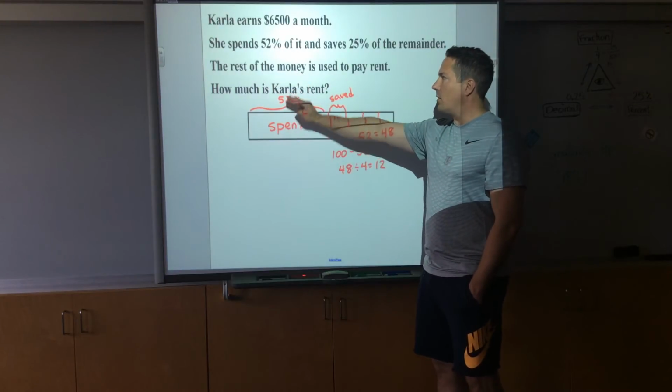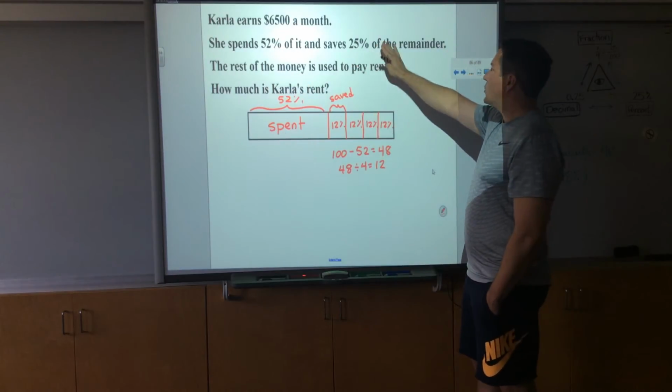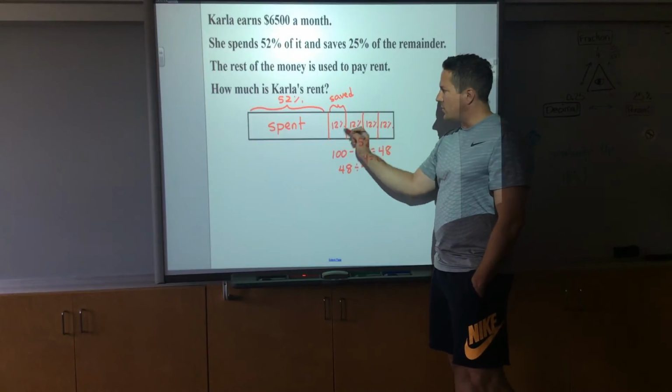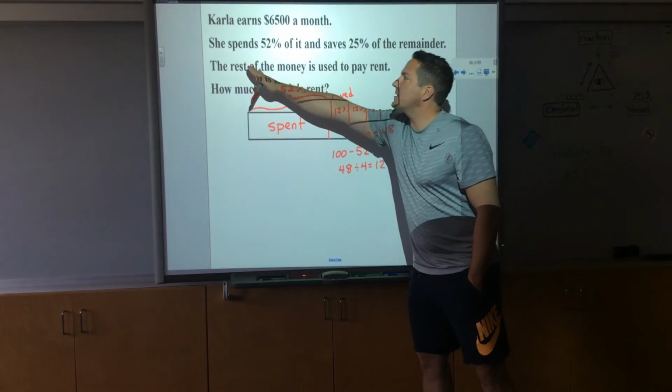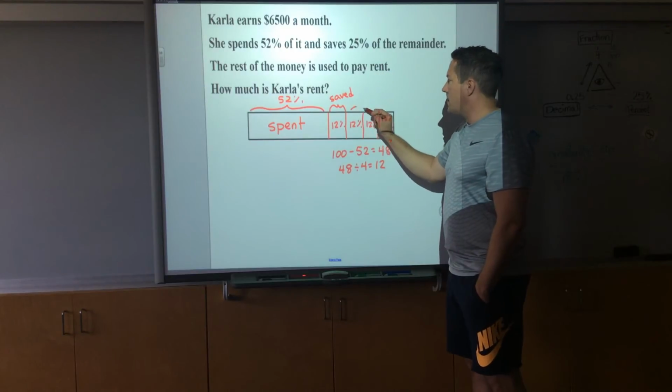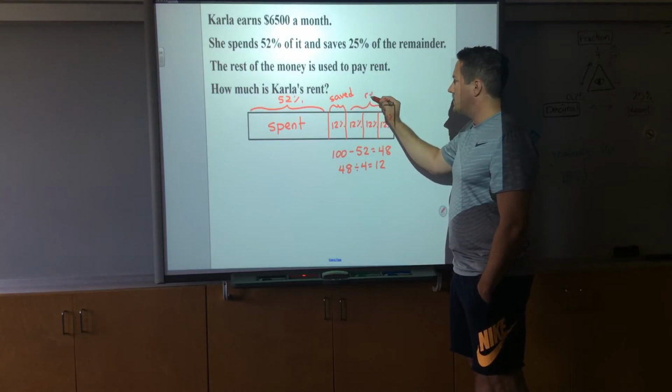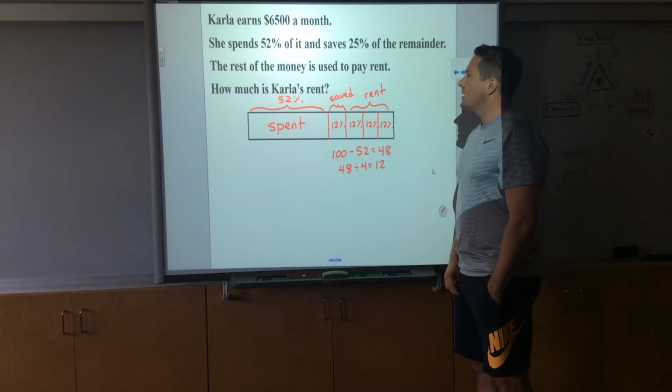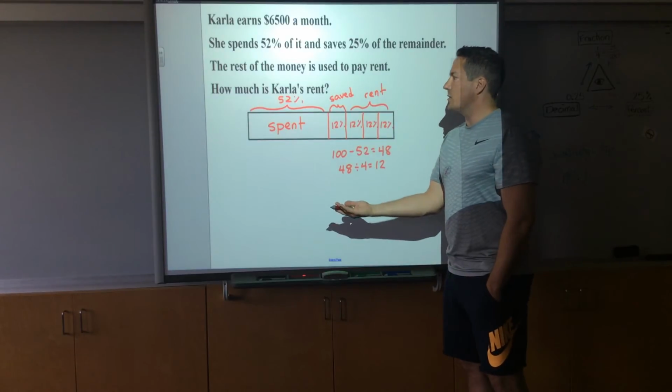Now, reading the problem again, I know she spends 52%. I have that already here. She saves 25% of the remainder. That's right here. The rest of the money is used to pay rent. So all of this is now going to be rent. Now, how much is Karla's rent?